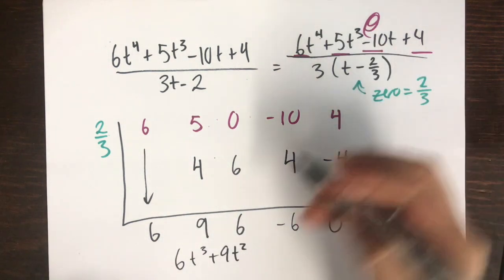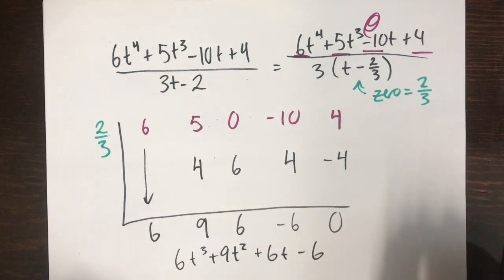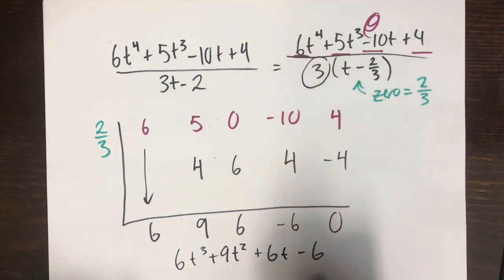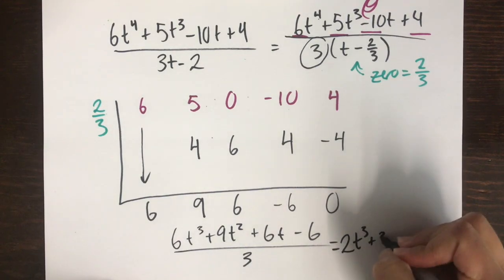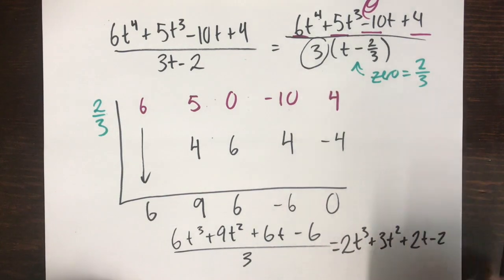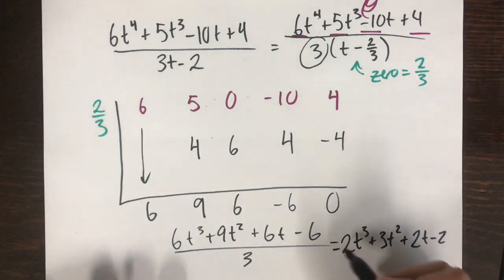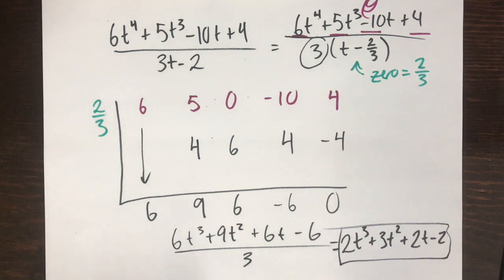Okay, so I have 0 remainder, and my new polynomial is 1 degree lower, so it's 6t cubed plus 9t squared plus 6t minus 6. But remember that I factored out a 3 at the beginning, so this is still over 3. So my final answer is I actually just divide all of those by 3, and then I get this polynomial as my final answer. And that is how we do synthetic division.